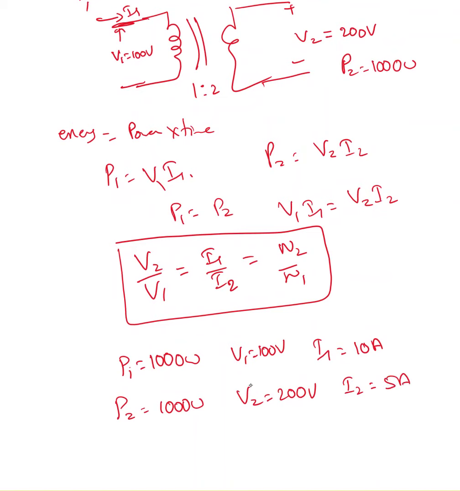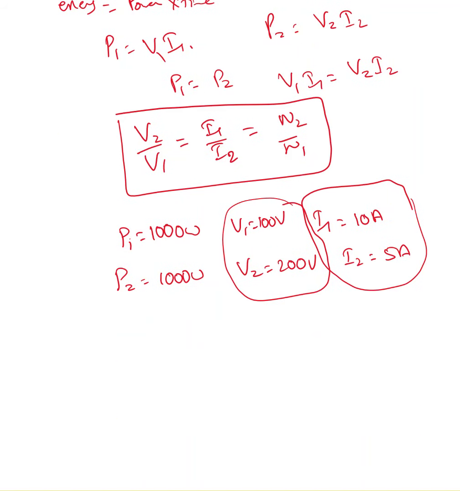So whenever I'm stepping up, here V2 is larger, so I'm stepping up the voltage. At the same time, I'm stepping down the current. We cannot create energy, we cannot destroy energy. Whatever energy we are giving, it will give you a little less than what we give to the transformer. In the ideal case, we will take that as equal. P1 equal to P2. Ideal case, no losses.